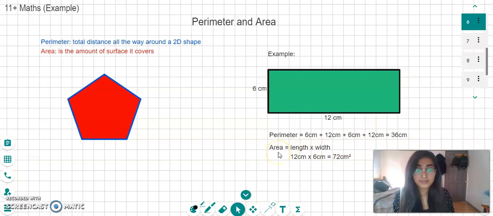Now for the area, as we said before, to calculate the area of a rectangle, you need to multiply its length by its width. Now that would just be 12 centimeters times 6 centimeters to give you 72 centimeters squared. Now, you need to remember for all area questions, your answer should be squared.